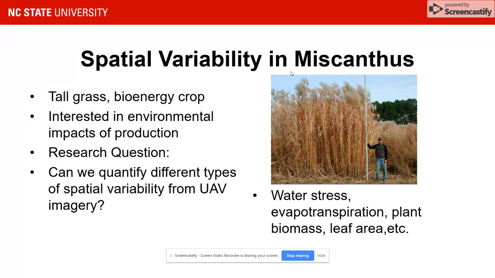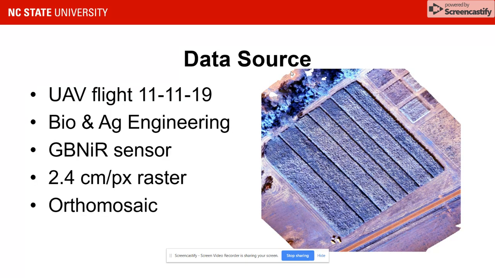So my research question as it pertains to this project is, can we quantify different types of spatial variability from UAV imagery? Spatial variability could be in terms of water stress, evapotranspiration, plant biomass, leaf area, anything like that.